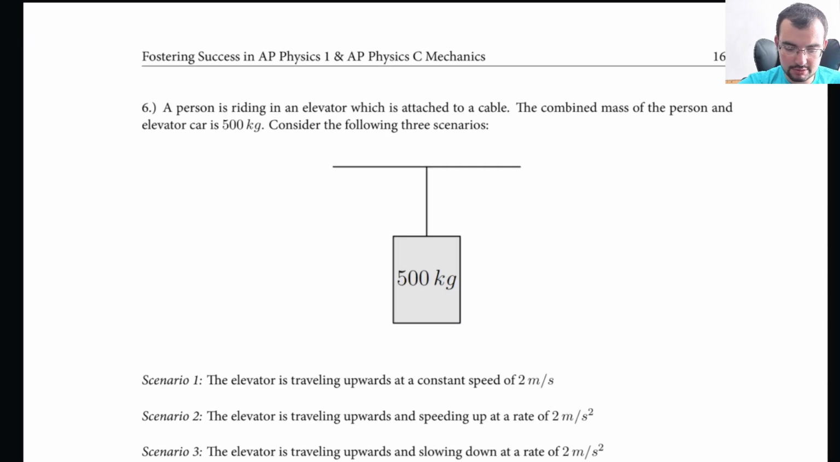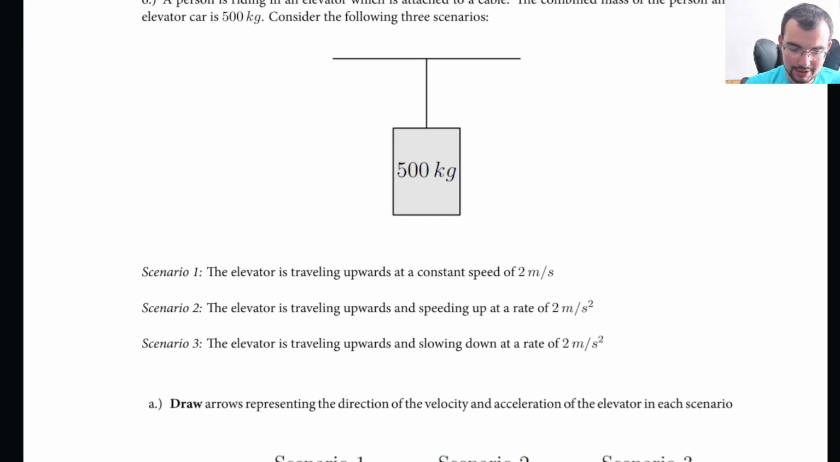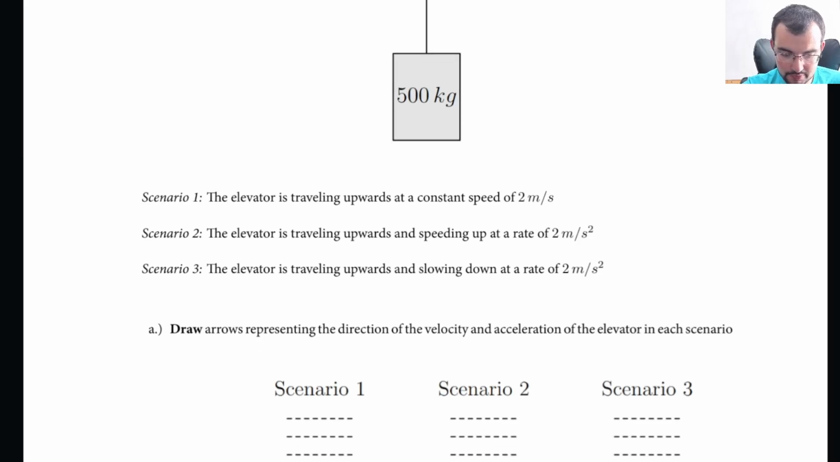So let's do some elevator problems. We have a person-elevator-car system of mass 500 kilograms. We have the elevator traveling up at 2 meters per second at constant speed. We have the elevator traveling up and speeding up at 2 meters per second per second. And we have the elevator traveling up and slowing down at 2 meters per second per second.